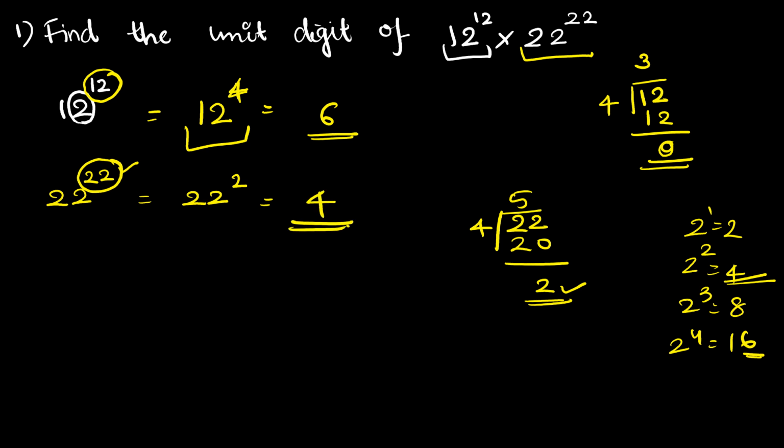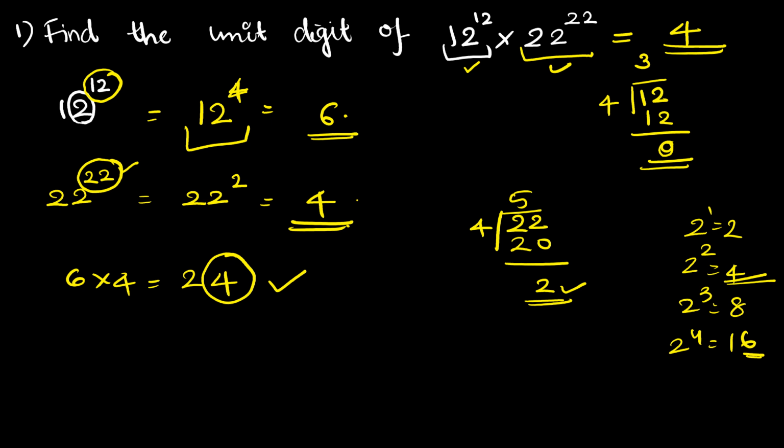Next step is to multiply these two. That is 6 into 4. 6 into 4 is 24 and the unit digit will be 4. So here the answer would be 4. This is how we will find the unit digit. This is the cyclicity of 2.